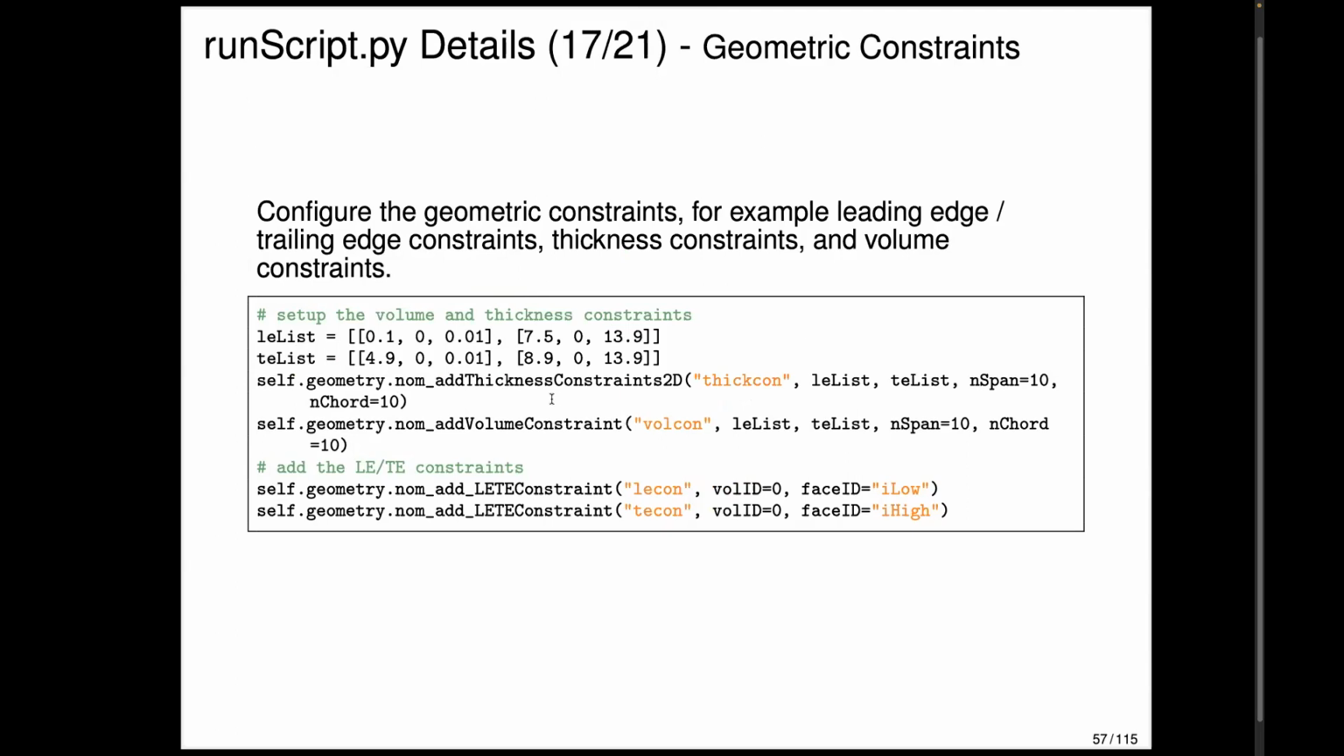And then just as you may have done in the past, you have these calls to add thickness constraint, add volume constraint, add leading edge, trailing edge constraint. And again, the first is leading edge and the second is the trailing edge. So again, nothing here has changed from the previous version of DAFoam, just the function calls a little bit. So you have to familiarize yourself with these new names.